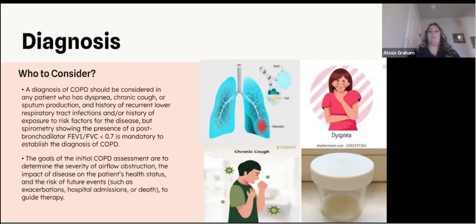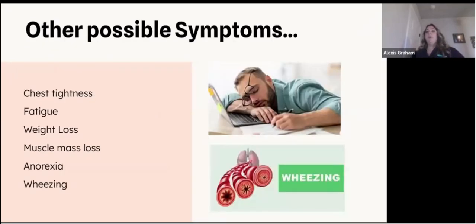And then here I have a few pictures of a few symptoms that you might see in someone who has COPD that will aid in their diagnosis: the chronic cough, dyspnea, excessive sputum production. Other possible symptoms would be chest tightness, fatigue, possible weight loss, muscle mass loss, anorexia, or wheezing.